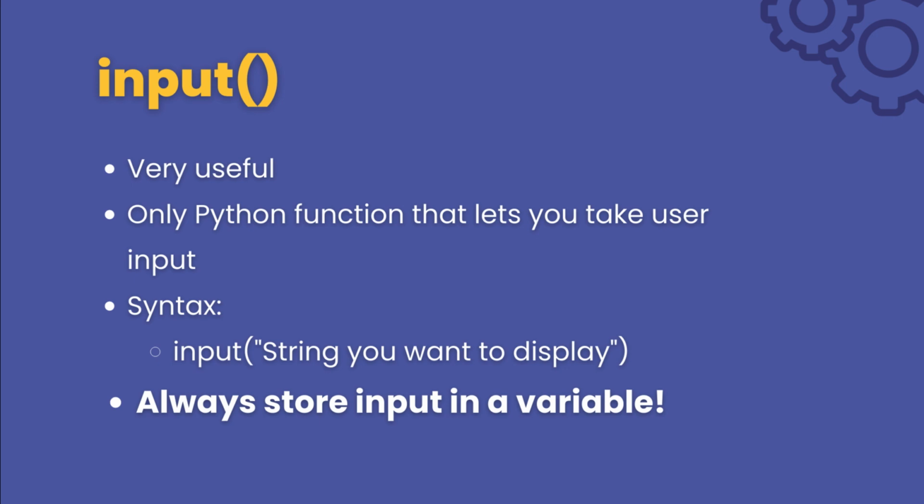The syntax for the input function is just input, open brackets, open quotation marks, and in the quotation marks, write the string you want to display. It's important to remember that you will always need to store the input that you take from the user in a variable. Here's an example of how to use the input function.